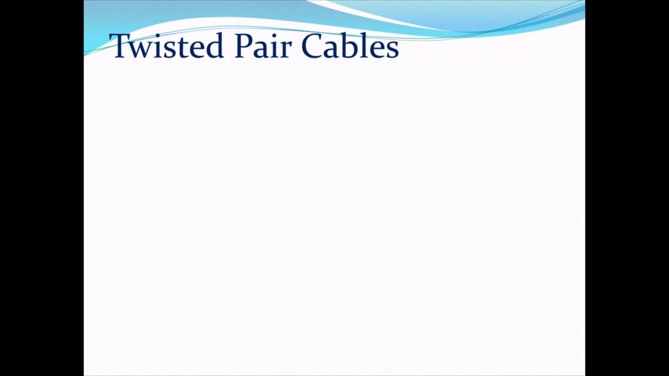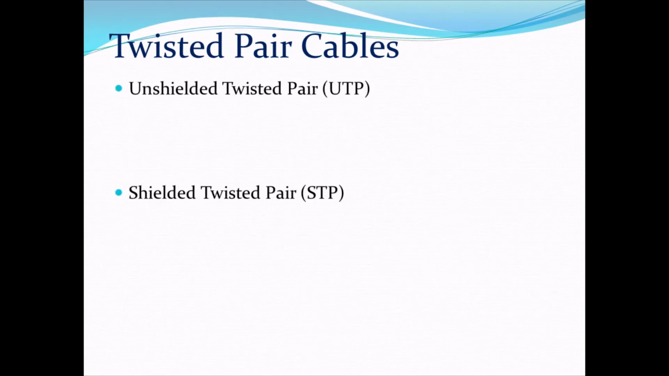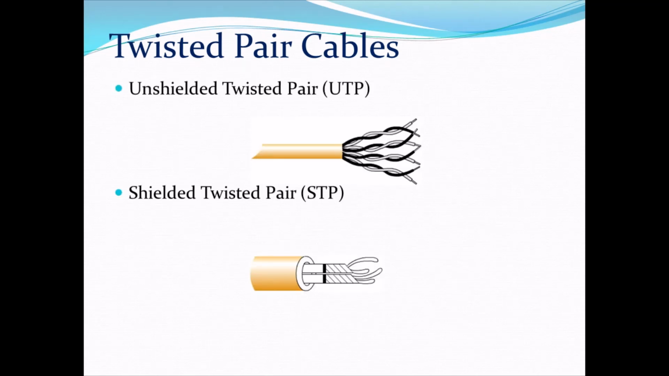Today we are going to see what the cable types are and how to connect the jack. So we have two types of cable. One is the UTP cable, and the other one is the STP cable. STP means shielded twisted pair, and UTP means unshielded twisted pair cable.